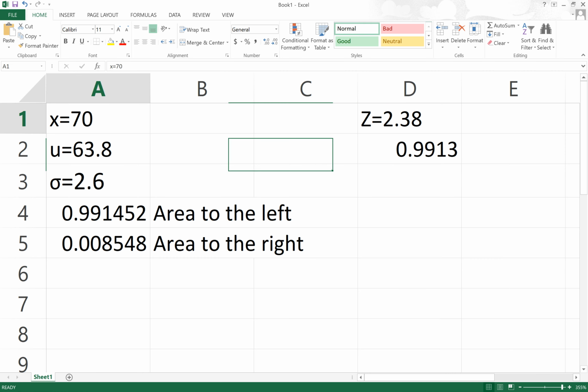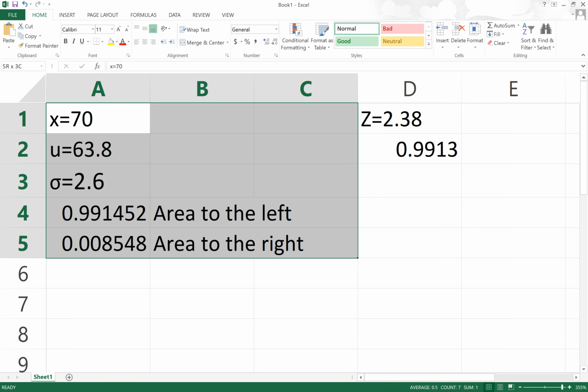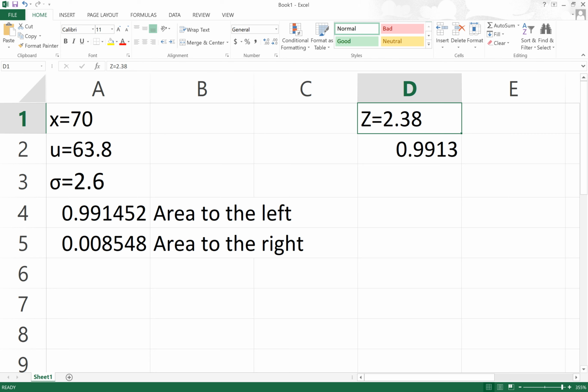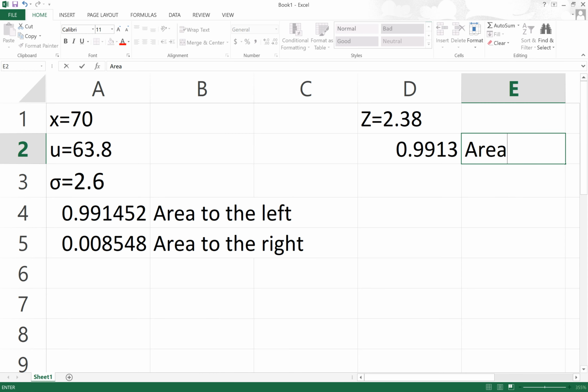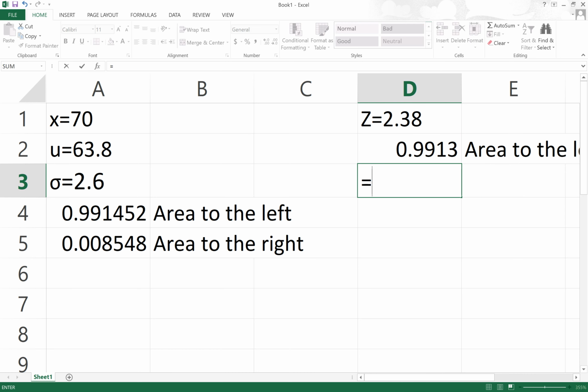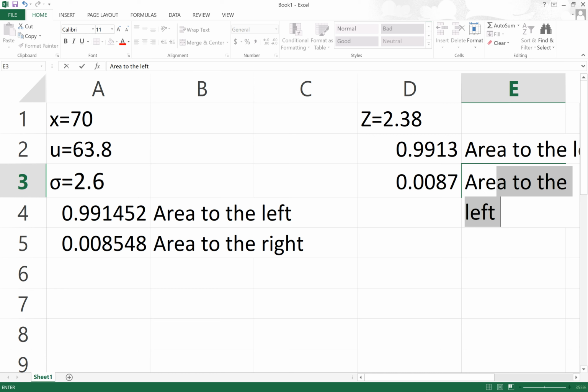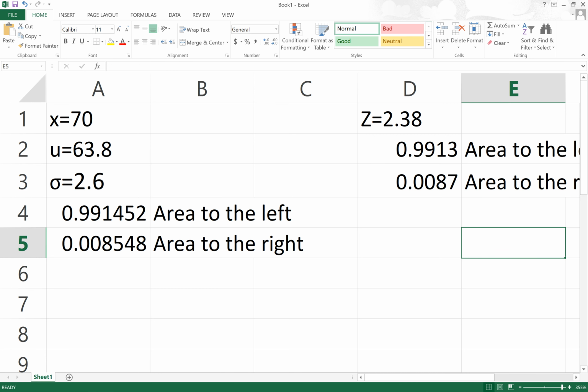Let me just reduce it to 2 decimals. Due to rounding in the question, we run it to 2 decimal places, so the area to the left turned out to be slightly different due to rounding. So the area to the right will be equal to 1 minus the previous one, 0.0087, which is exactly the same thing as what we just calculated.